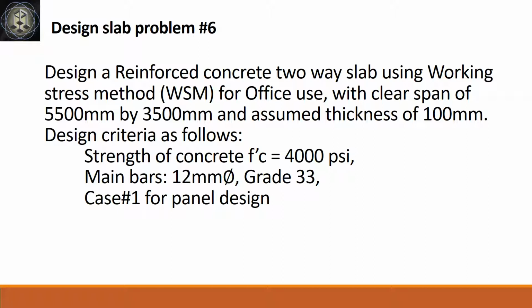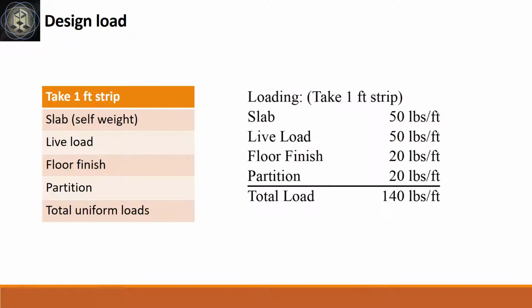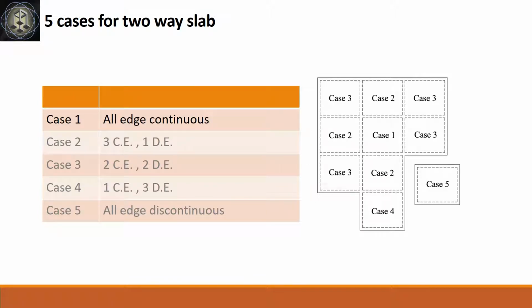Design criteria as follows: strength of concrete 4000 psi, main bars 12 mm bar grade 33, case number 1 for panel design. The load for 4 inches thick slab is 50 pounds per foot. An office live load is 50 pounds per foot. Floor finish is 20 pounds per foot and partition is 20 pounds per foot for a total load of 140 pounds per foot. We use Case 1 panel design.